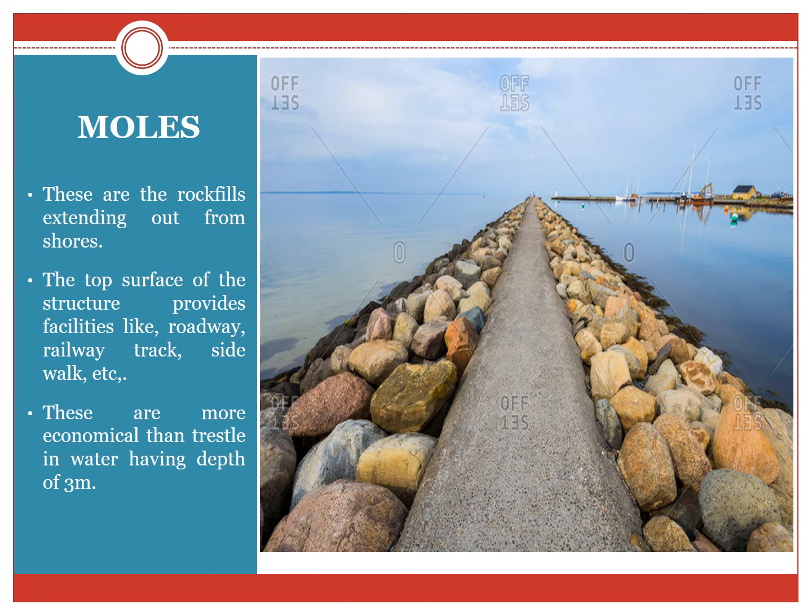Moles. These are rock fills extending out from the shores. The top surface of the structure provides a roadway, railway track, sidewalk, etc. Now as you are seeing in this figure, the sides are filled with rocks and we have a walkway going from the shoreline to the seashore or from the seashore to the shoreline. These are more economical than trestles in water having a depth of only 3 meters.